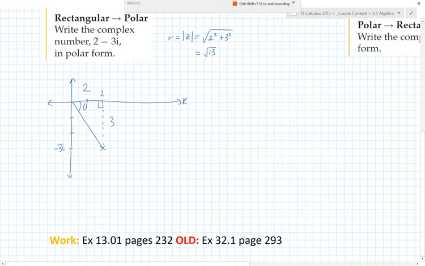Now the other thing we need to know is the angle from the real axis, and so that's that angle in here. Once again, using trigonometry, this side is adjacent, this side is opposite, so we can say that tan of theta is going to equal, SOHCAHTOA, O over A, so 3 over 2. And so using tan inverse, we can work out what that is.